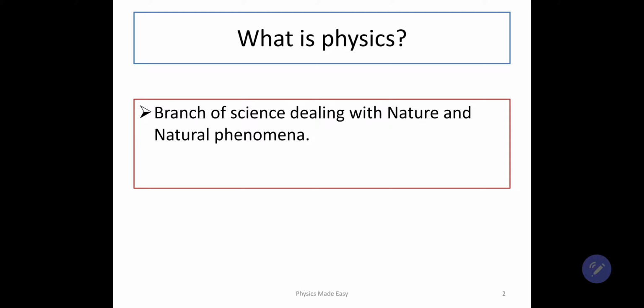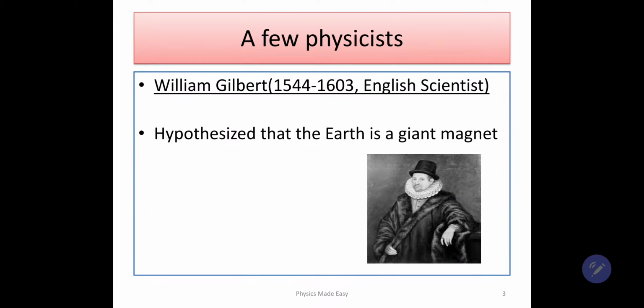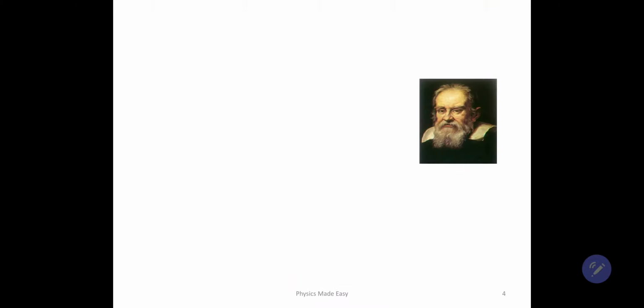Physics is an attempt to describe the nature and the behavior of the world around us in a most fundamental and comprehensive way. Let us know about a few physicists. William Gilbert, he was an English scientist. He hypothesized that Earth is a giant magnet.